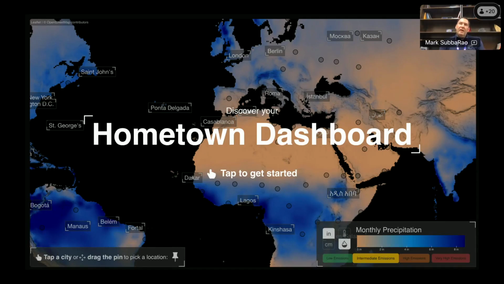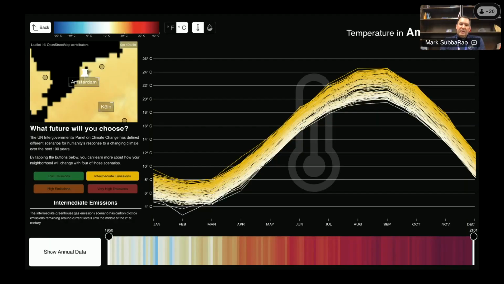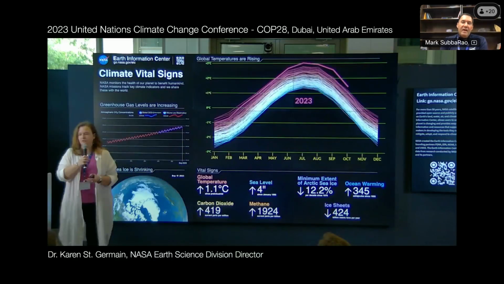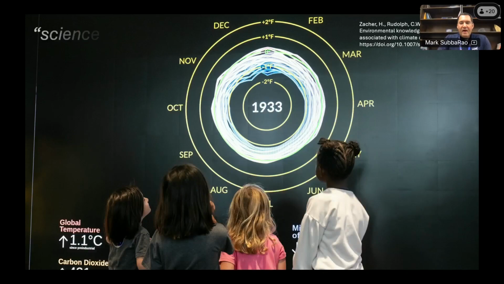Another thing we put in this exhibit at the Museum of Natural History is something called Hometown Dashboard, where you can zoom in and see climate projections for your hometown. And in addition to these big exhibits, we also take this on the road. We take it to a number of conferences. Portable hyperwall, here you see it at the UN Climate Conference. And I think I'll just close there.